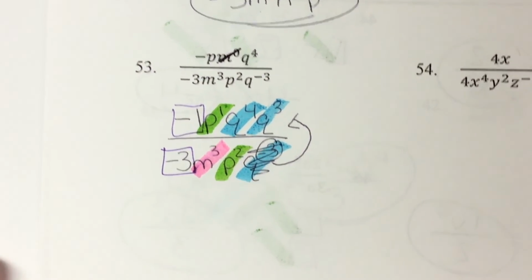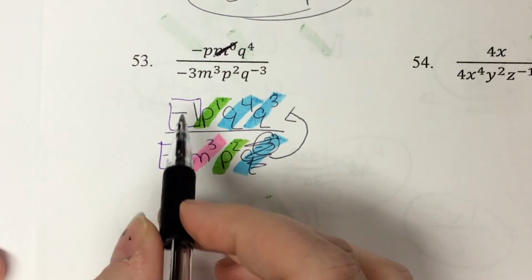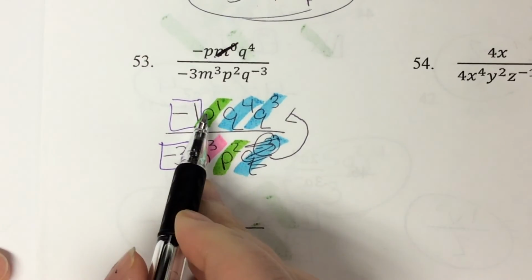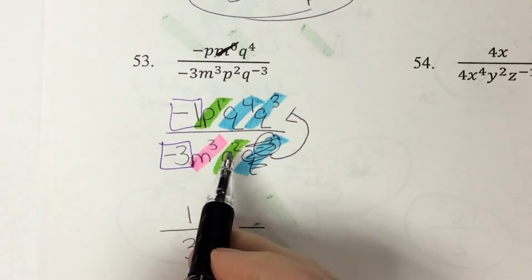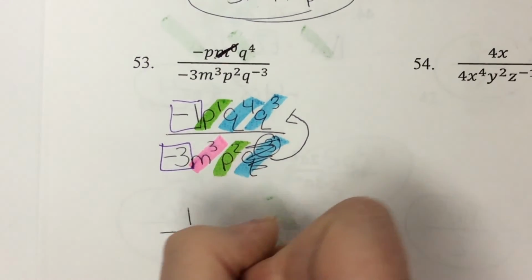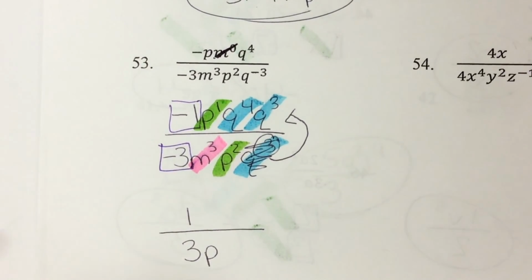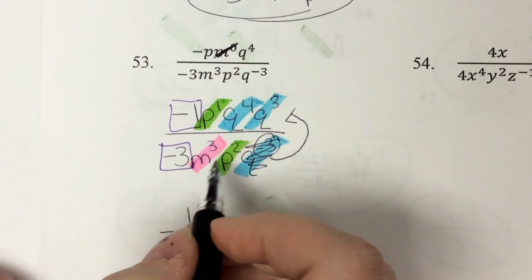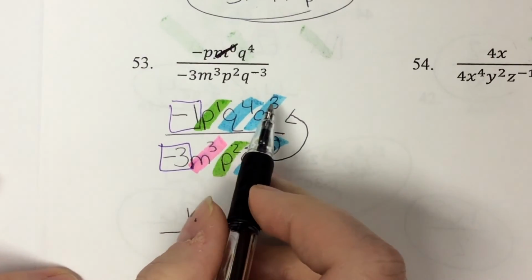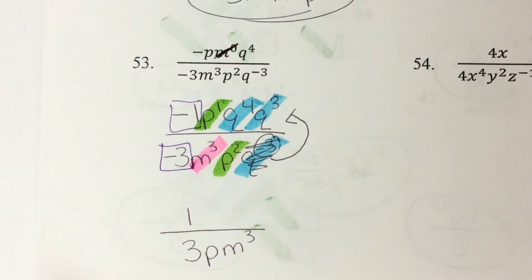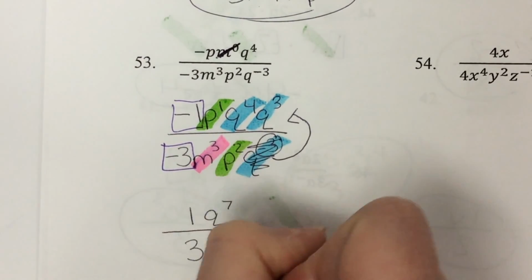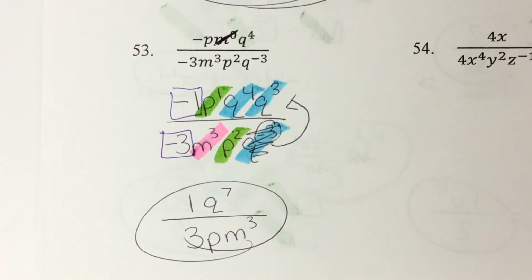Alrighty, let's take care of our answer for this one. Let's reduce our coefficients. Negative 1 divided by negative 3 just becomes a positive 1 over 3. We have p, 2 minus 1, and leave your answer where the biggest one was. So that's going to be p to the first power, and it goes to the bottom. m to the third, there's no m in the numerator, so leave that down here. And then our q's, we have q to the fourth times q to the third. When you're multiplying, you need to add the exponents. 4 plus 3 is going to give me 7. So q to the 7th power up in the top. And that's our answer.